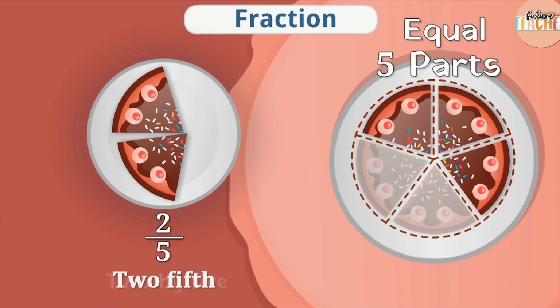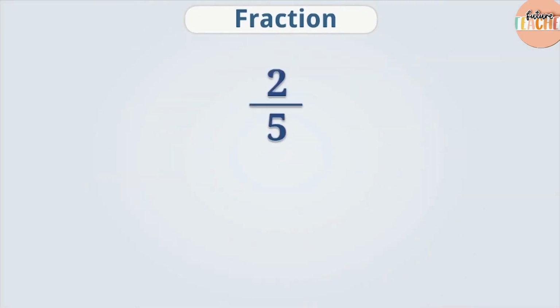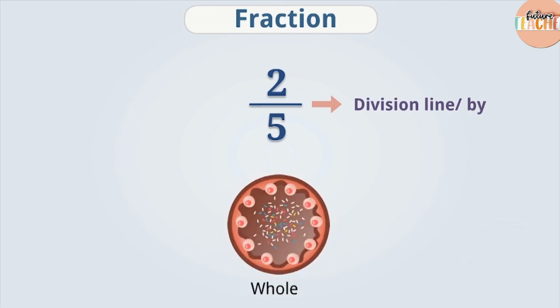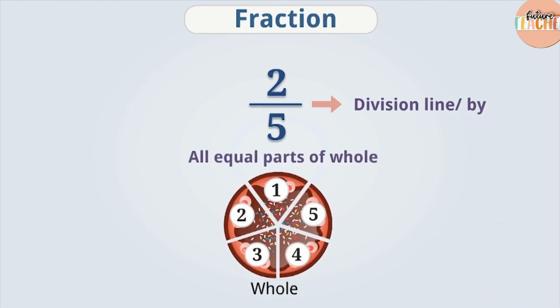When we talk about any fraction, for example, 2/5 here, then the line separating the two numbers is called the division line or bar. Can you tell what the number written below the division line represents? Think for a while. You've got it right. This represents the number of equal parts the whole is divided into. The number of equal parts to which a whole is divided into is called the denominator.